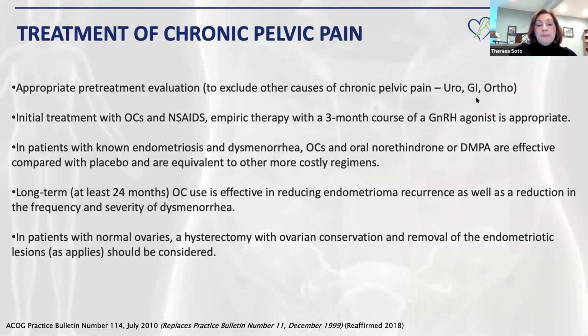When you look at the American College of Obstetrics and Gynecology, this practice bulletin was last updated in 2018, and it's still: exclude your other causes, uro-gyn and ortho, try some of the medications, and then if all else fails, go on to a hysterectomy with ovarian conservation, removing endometriotic lesions as it applies. But the hope is that it is endometriosis. And as we see, there really is not enough endometriosis to warrant everybody being treated as though they have endometriosis.